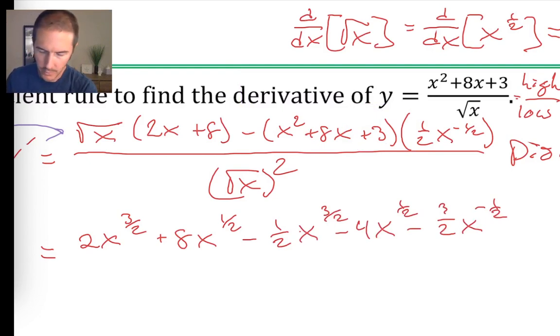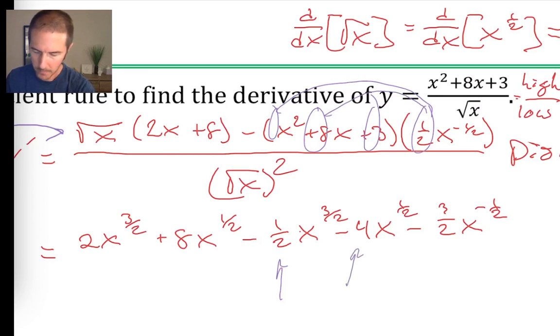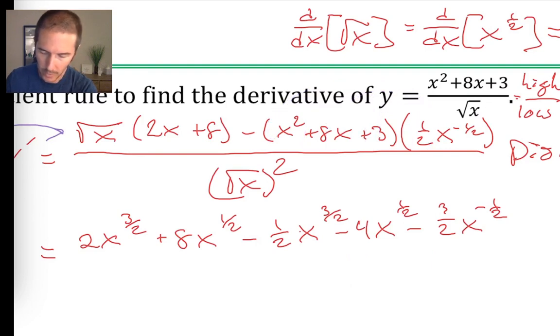Now let's look at coefficients. Coefficient of 1, positive 8, positive 3, positive 1/2. 1/2 times 1 makes 1/2. 1/2 times 8 makes 4. 1/2 times 3 makes 3/2. They're all still negative. Yet again, still doing well.